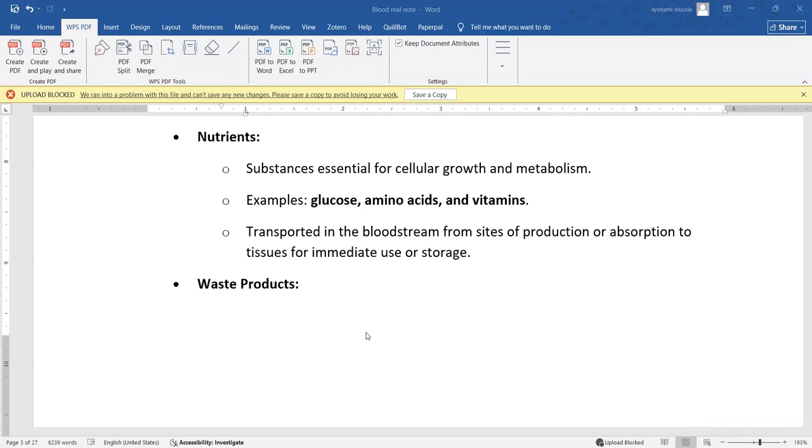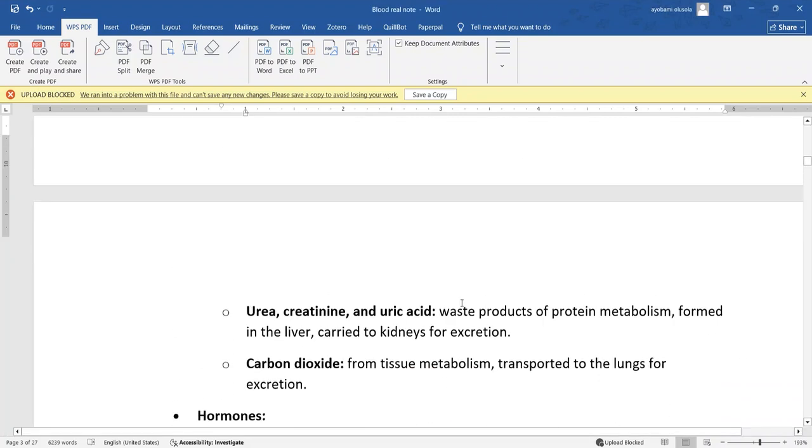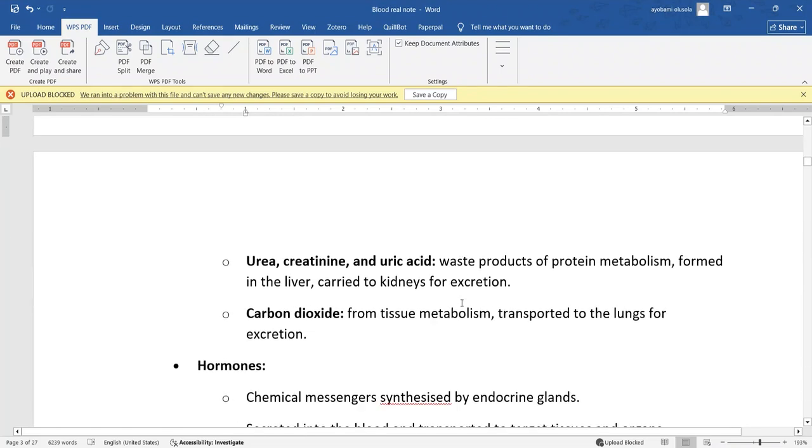Alongside the nutrients, we also have waste products. Examples of waste products that we have are urea, creatinine, and uric acid. All these are examples of waste products of protein metabolism, and they are formed in the liver, carried to the kidneys for excretion. In fact, a biomarker of failing kidney will be urea and creatinine.